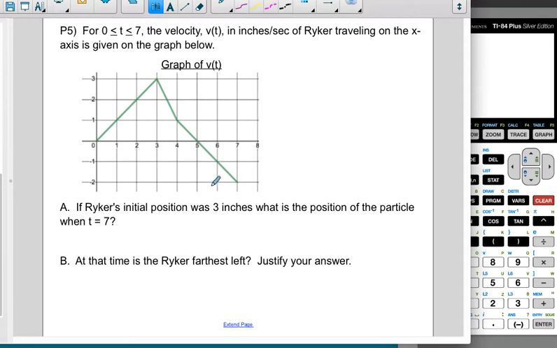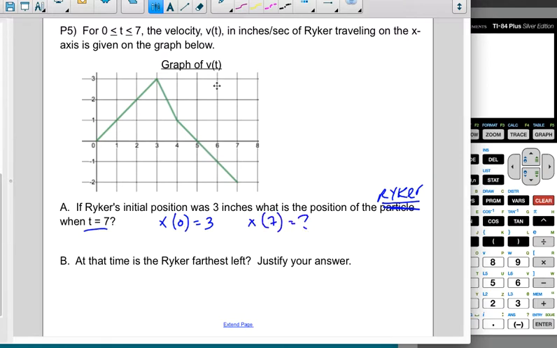So from 0 to 7, and again, this is not a particle, it's a dog, because I changed it after, because particle was boring. So from 0 to 7, the velocity v of t in inches per second of Riker traveling along the x-axis is given by the graph below. If Riker's initial position, so initial position means at time 0, so x of 0 is 3. We want to know what's his position at 7, x of 7?